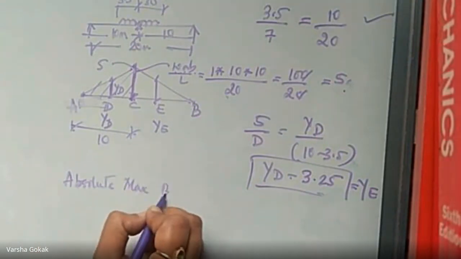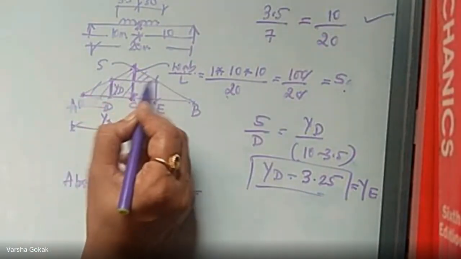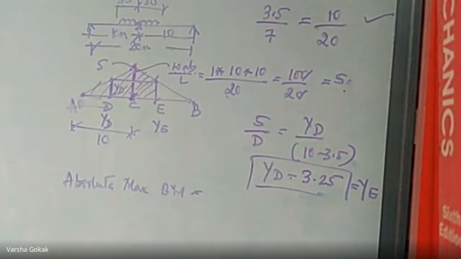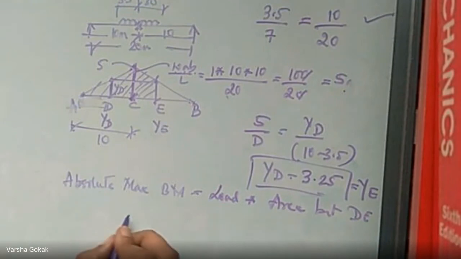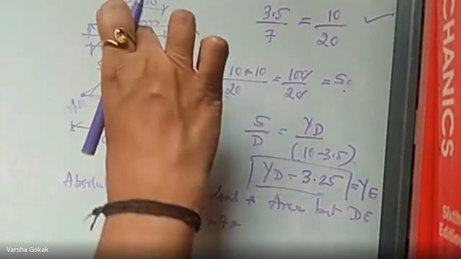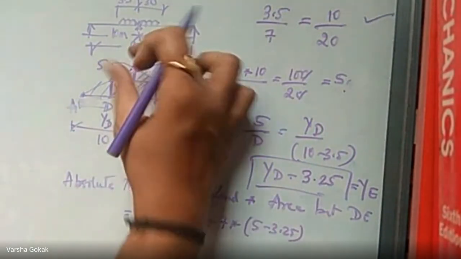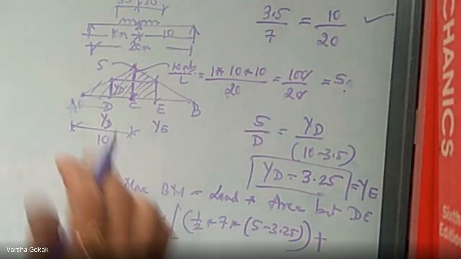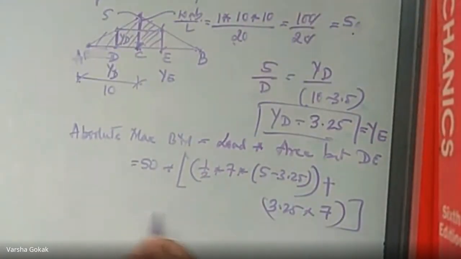So when I'm calculating the absolute maximum bending moment, it is going to be load into the area that is coming over here. Area means this entire thing will come, that is load into area between DE. So load is 50. When I'm calculating area, first half base is 7, height is 5 minus 3.25, this height of the triangle, plus area of the rectangle, YD, that is 3.25 into this distance, that is 7. This is the area equation.